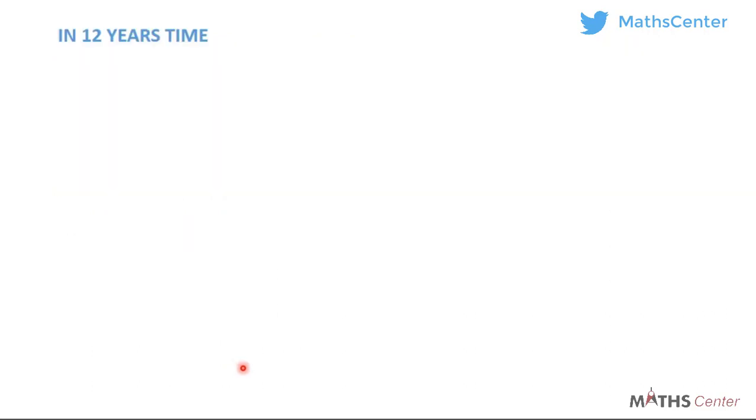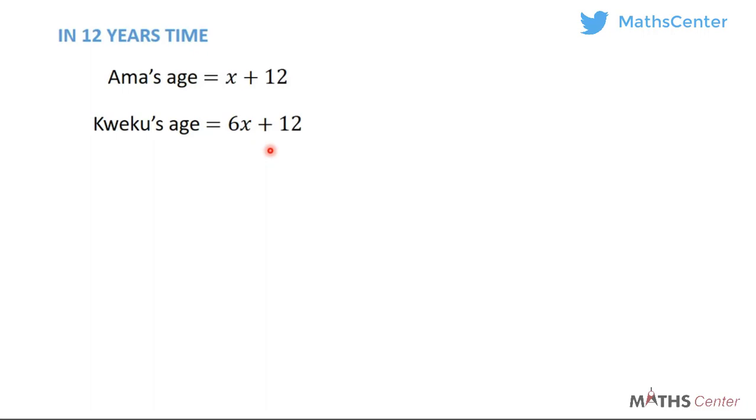In 12 years time, as we said, whatever age you are now, in 12 years time is going to be your age now plus 12. So in 12 years time, Ama is going to be x plus 12 years old. Kweku is going to be 6x plus 12 years old because Ama is x years old, so in 12 years time her age is going to be x plus 12. Kweku is 6x years old now, so in 12 years time he is going to be 6x plus 12 years old.